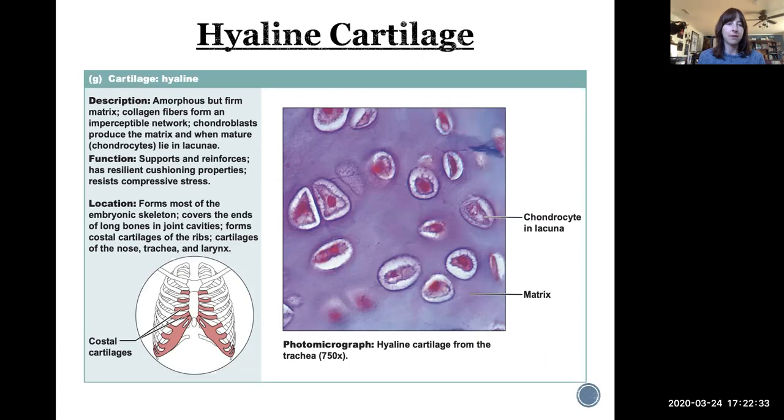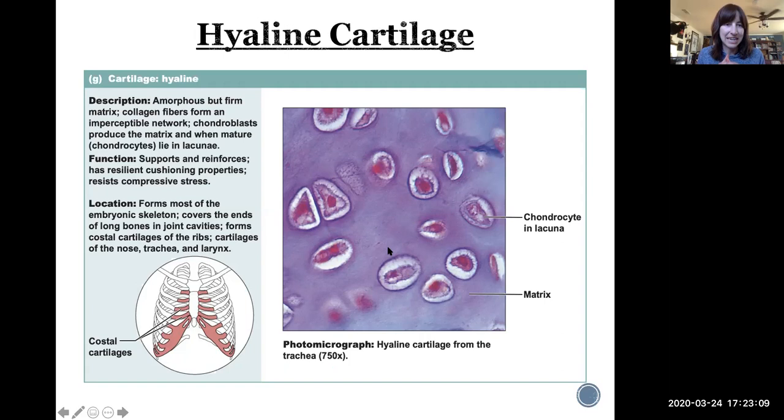It is firm, so it's not terribly squishy. Collagen fibers make up almost the entire matrix. So you can't even see the fibers. They're so densely packed and they go right up against the chondrocytes, right? Which are the cells, the cartilage cells, right? So this is all very, very dense and fibrous with collagen fibers forming an imperceptible network. You can't even see them because they're so dense.